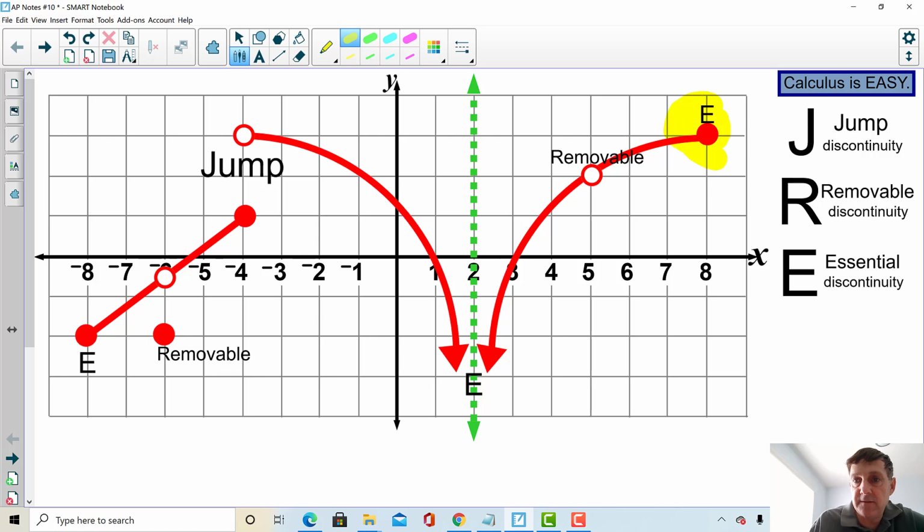Okay, the last one is just like the first one. It's an endpoint. So we're going to say essential discontinuity. But again, for the AP test, you would just say non-removable.